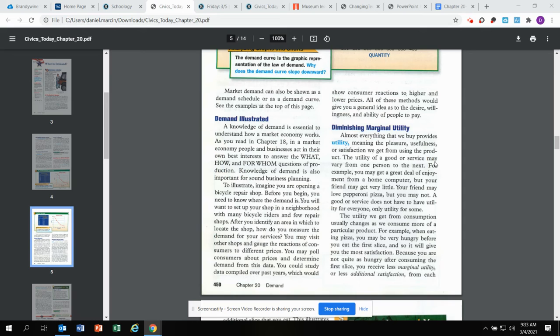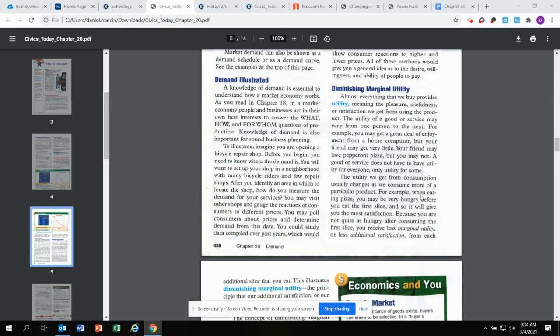You may visit other shops and gauge the reaction of consumers to different prices. You may poll consumers about prices and determine demand from this data. You could study data compiled over past years, which would show consumer reactions to higher and lower prices. All of these methods would give you a general idea as to the desire, willingness, and ability of people to pay. Almost everything that we buy provides utility, meaning the pleasure, usefulness, or satisfaction we get from using the product.